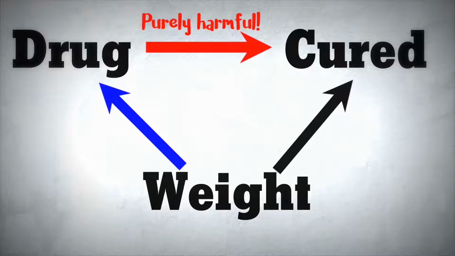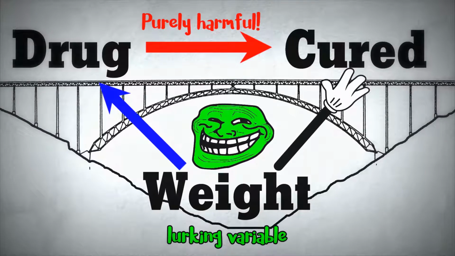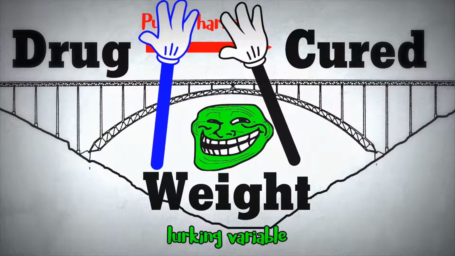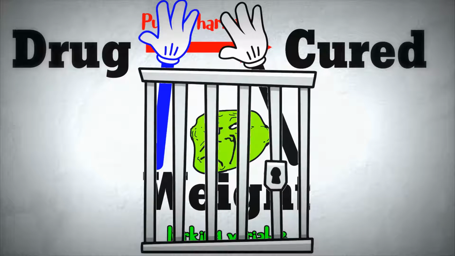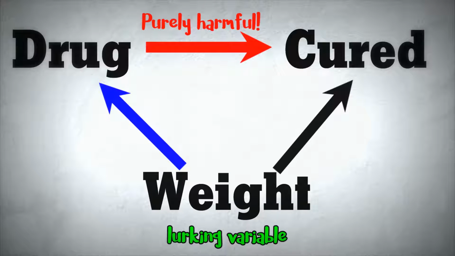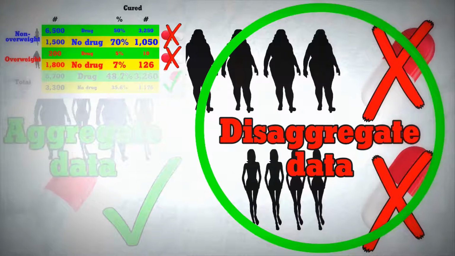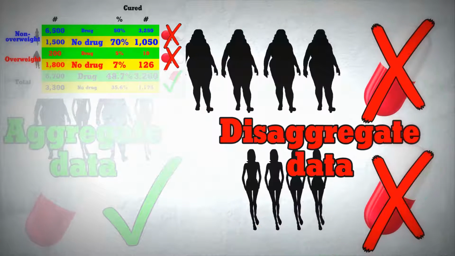In this story, weight is the lurking variable, the troll under the bridge. It affects both the likelihood of being cured and the likelihood of taking the drug. It thereby confounds the true effect of the drug. We should therefore lock up the troll. In other words, control for weight. Which means the correct data to look at are the disaggregate data. And sure enough, these data reveal the drug's purely harmful effect, and patients should not take the drug.